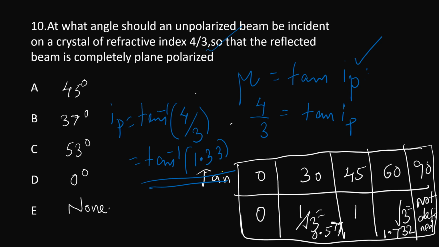So let us compare the tan value. It will come between 45 and 60 degree because it is greater than 1. So the angle will come between 45 and 60. That is option C, 53 degree.